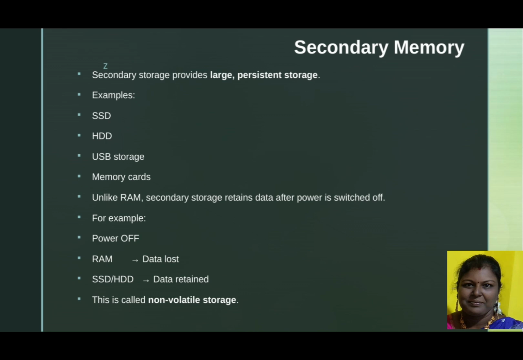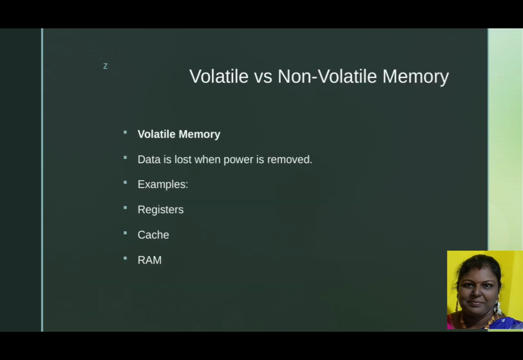Let's talk about volatile memory, a type of memory that loses its data as soon as power goes away. Think of it like a whiteboard that erases itself when the lights go out. Common examples include registers, cache, and RAM. These are super fast, but they need constant power to hold onto information. This contrasts with non-volatile memory, which keeps data even when the device is off. Understanding this difference is key when we design systems that balance speed and persistence.